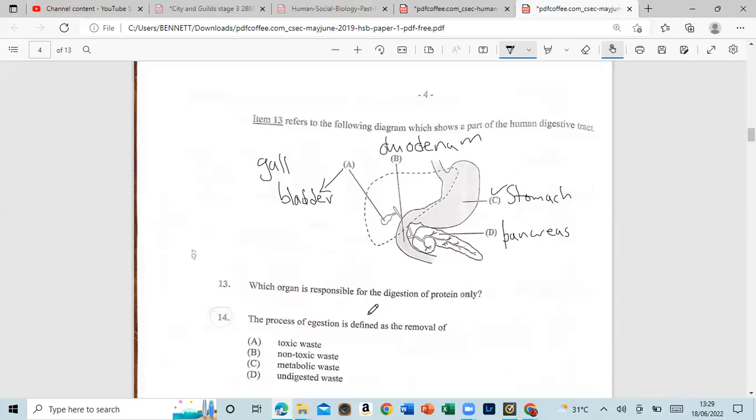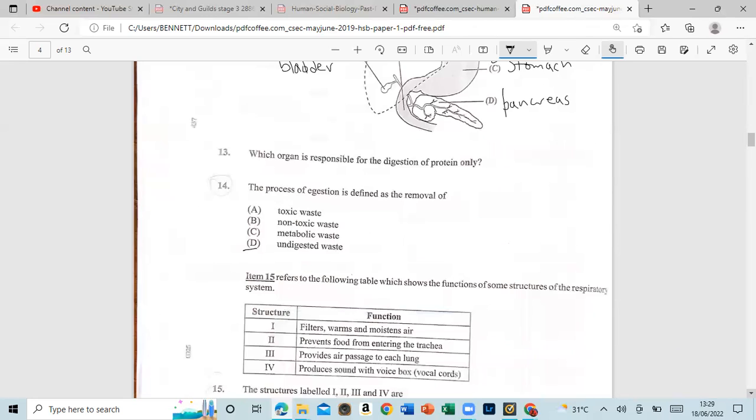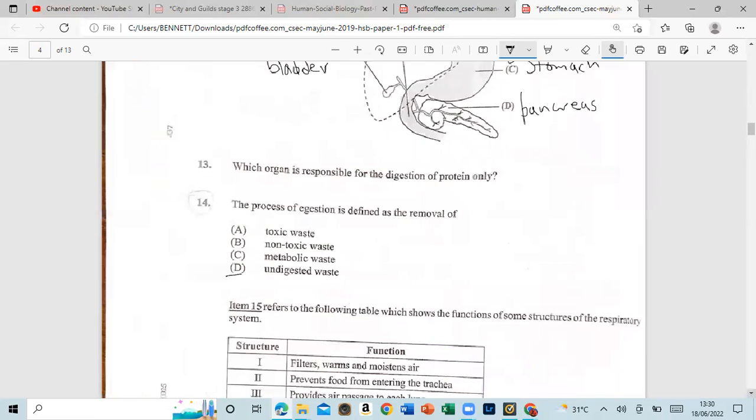All right, so number 14, the process of digestion is defined as the removal of A, toxic waste, B, non-toxic waste, C, metabolic waste, or D, undigested waste. And that's D. I know this one from the last video.